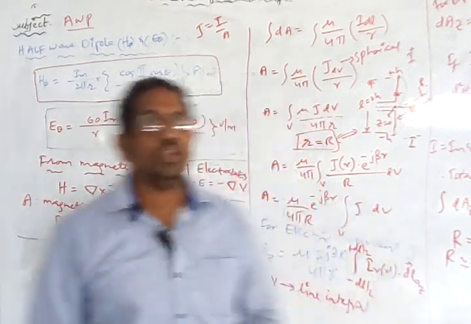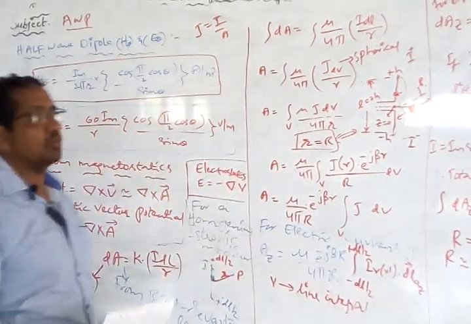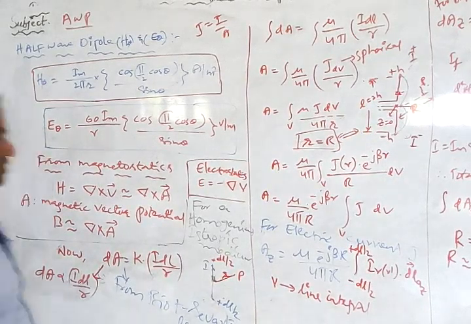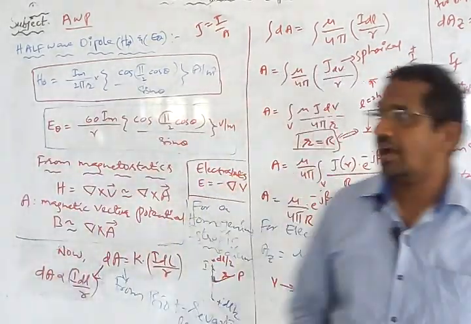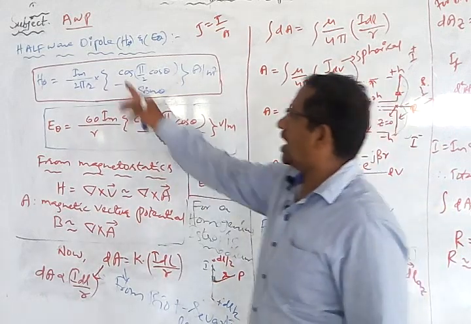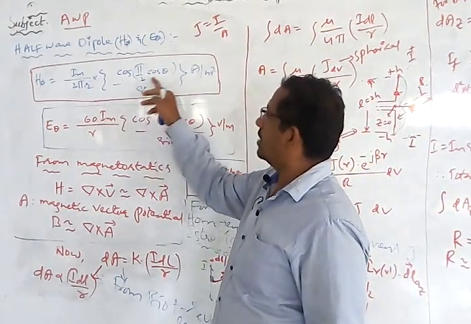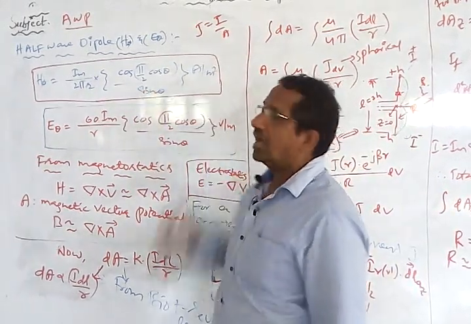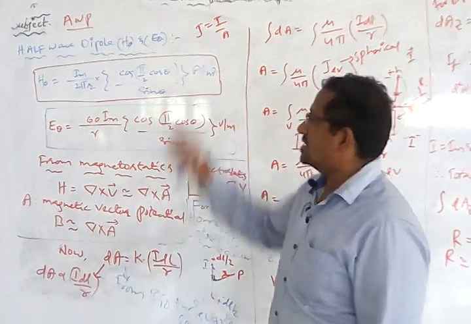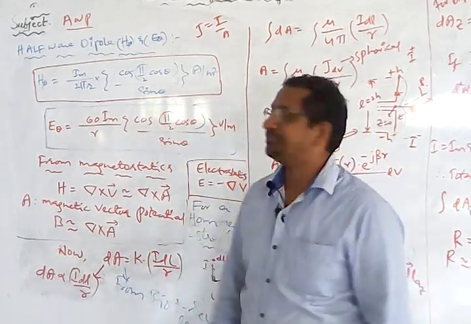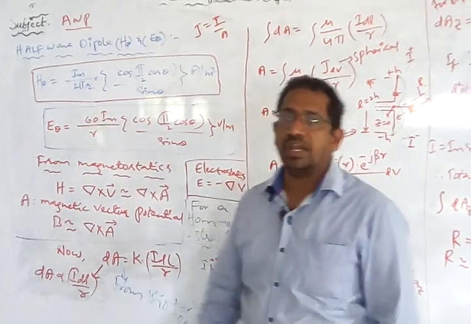Okay, so now how do we derive these two equations? Let us go with the derivation. So what is the equation for H phi that you have to remember? It is Im by 2 pi r into cos of (pi by 2 cos theta) by sin theta ampere per meter. That is the magnetic field equation along the phi direction.